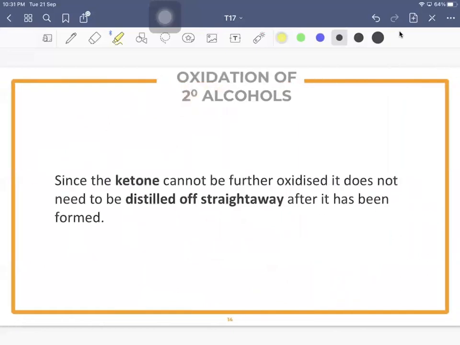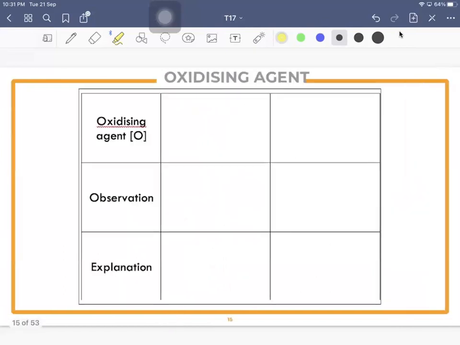As for your secondary alcohol, since the ketone cannot be further oxidized, it does not need to be distilled off straight away. So you can use reflux, no problem.